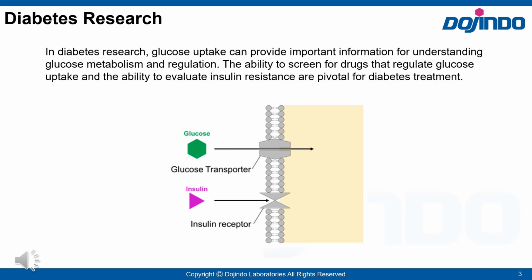In the case of diabetes, however, cellular uptake of glucose is inhibited, and this has consequences for glucose metabolism and regulation. In order to research diabetes, the ability to evaluate insulin resistance and the ability to screen for drugs that affect glucose uptake are both pivotal.